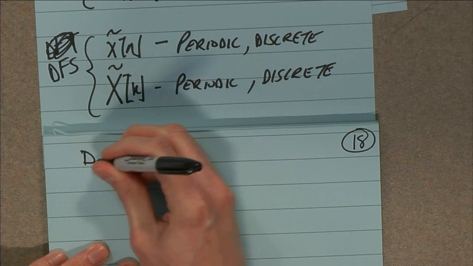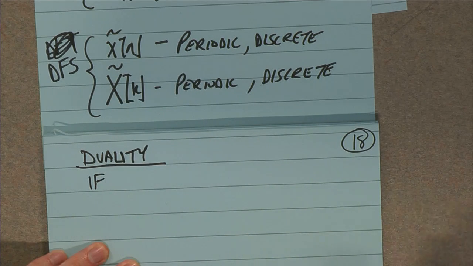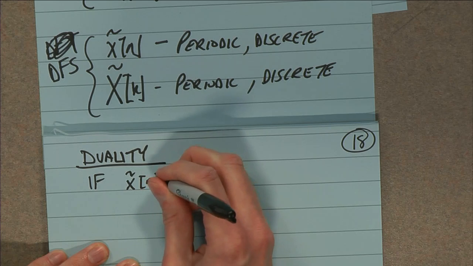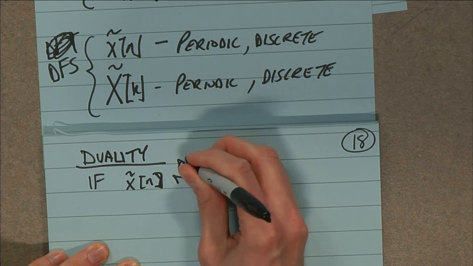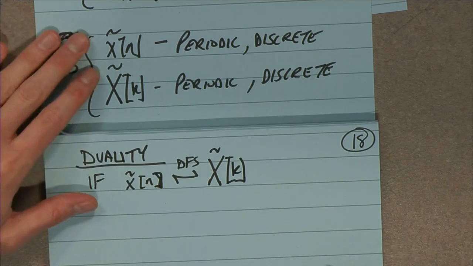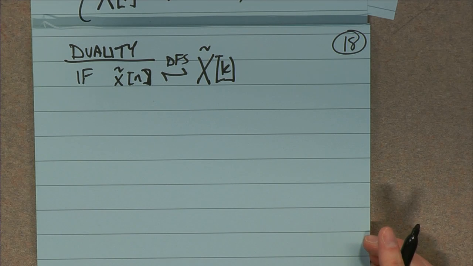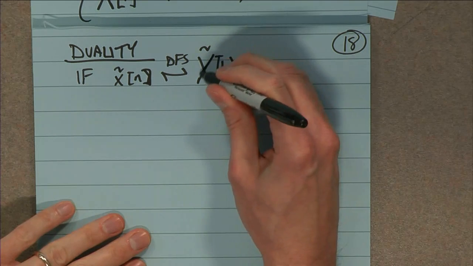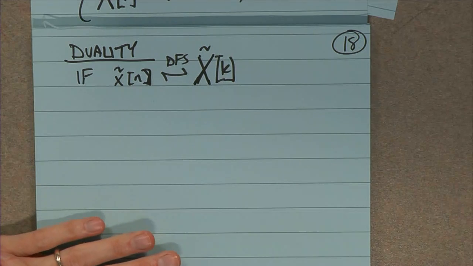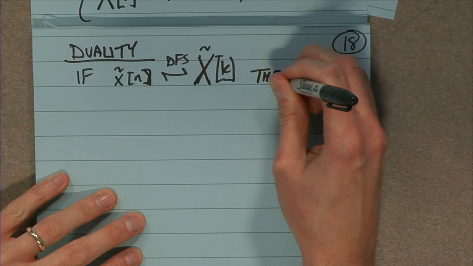So the duality relationship is, if you have a pair, and that's a discrete Fourier series pair, x tilde of n and X tilde of k, we've got that relationship. Then what would happen if you pretended that these Fourier series coefficients were not Fourier series coefficients, but just another regular time sequence, and took their discrete Fourier series? Well, you can do that.